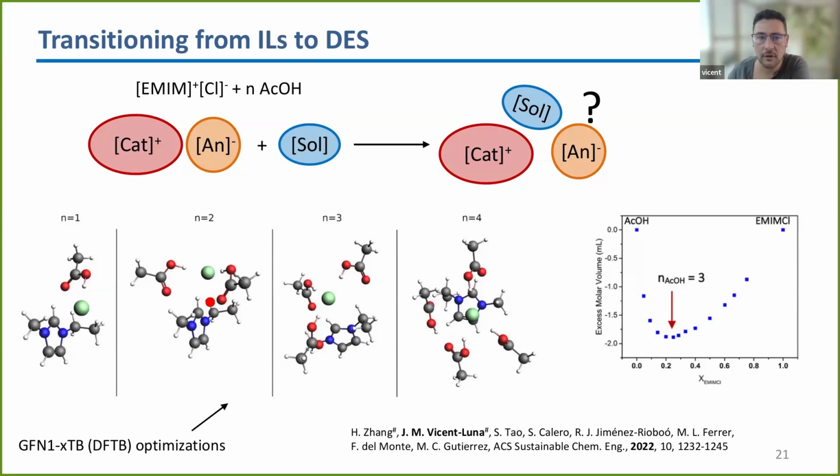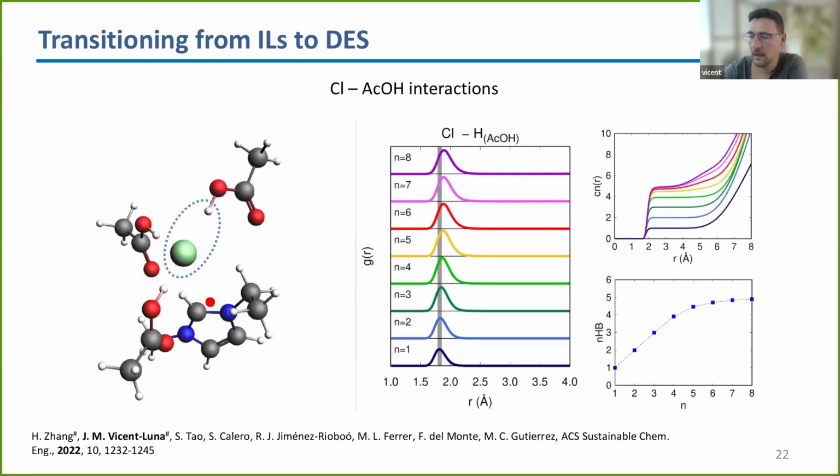Taking a deeper look at the trajectory of the molecular dynamics, we can try to find which are the most representative interactions in this study. So first, we can see the solvation of the chloride anions by this solvent. There is a type of hydrogen bonding created here, which is very clear. So we studied the radial distribution function between chloride and the hydrogen atoms of the acetic acid.